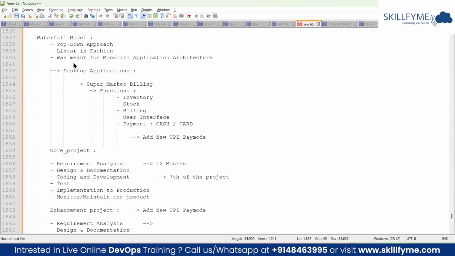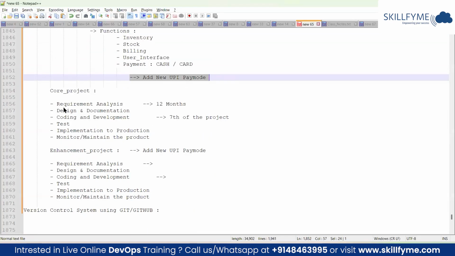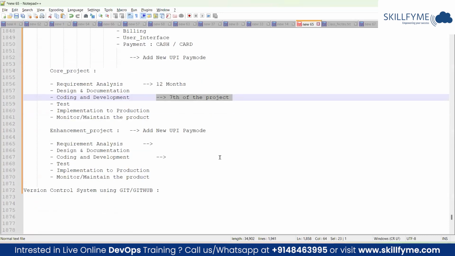So this is how the waterfall model works in a real-time environment. The major drawback in the waterfall model is that whenever the customer wants to make any new changes during the development phase, or any phase of your project, it is not possible to accommodate them. This was not considered a drawback.